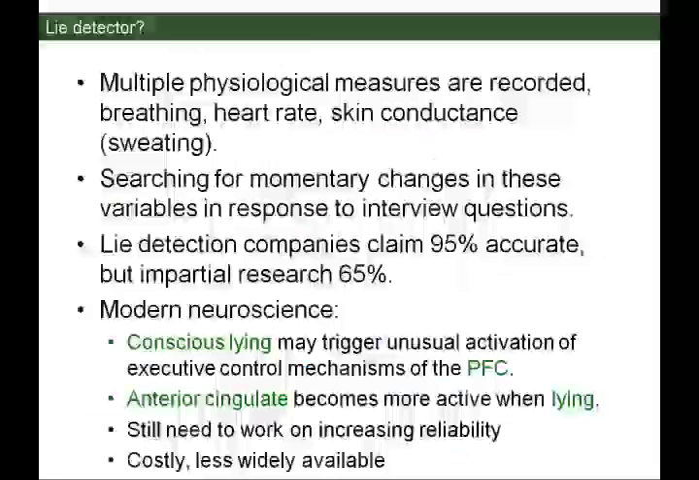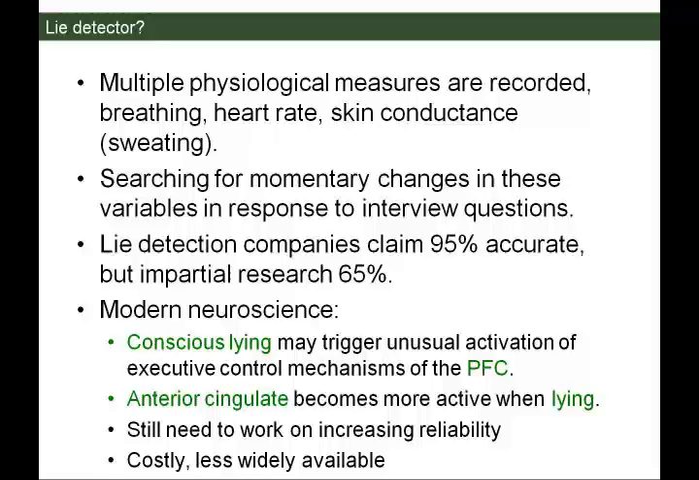Does that make sense? Okay. So back to the lie detector polygraph. Let's see, do they work? Do they not work? Do you guys think they work? No? You think they work? Okay, well, let's see what science says.